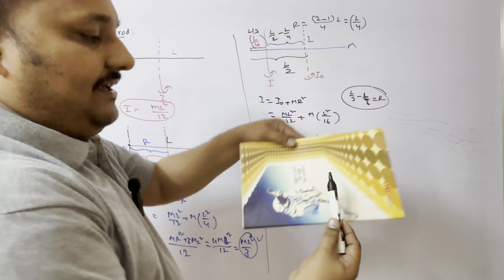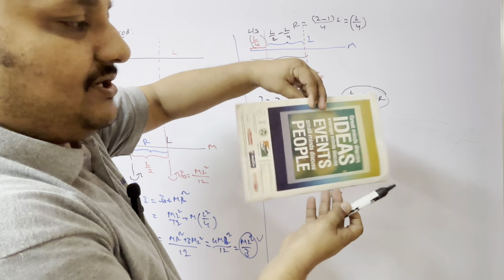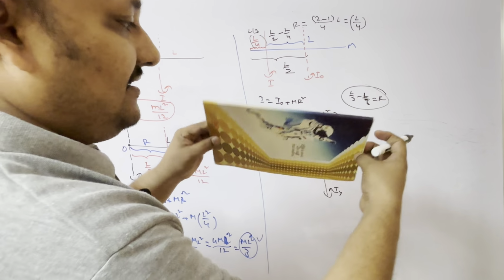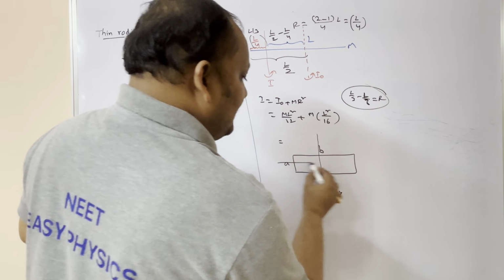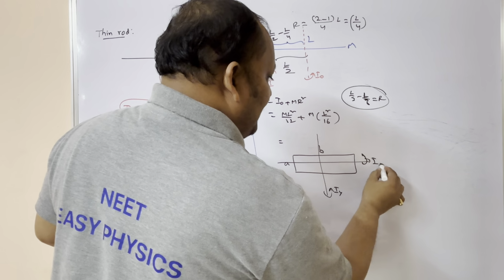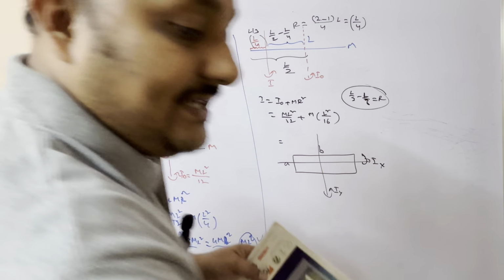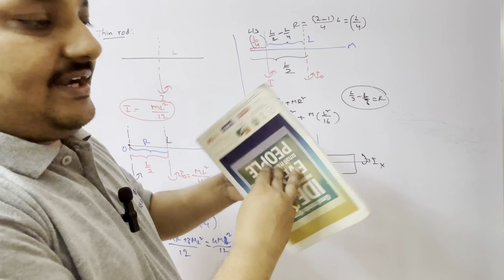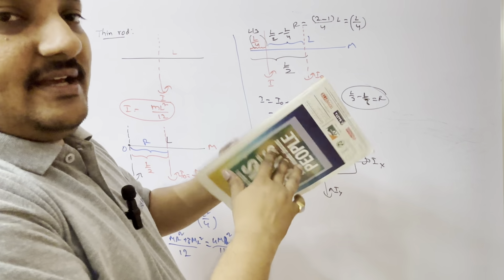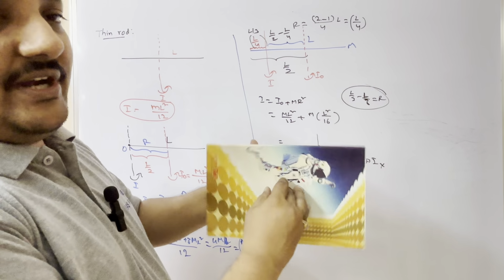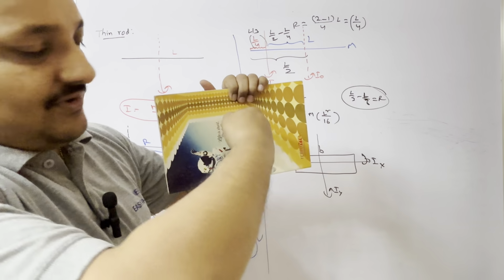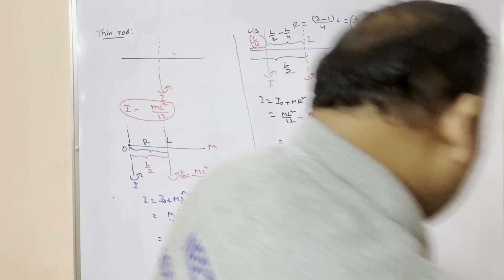I Y, along the Y axis, moment of inertia. This rectangular lamina can be rotated like this. Whenever you are rotating, this is the axis. This is going to be I X. This can be rotated like this also. Whenever you are rotating like this, like a book or a plank you rotate like this, the axis of rotation will be like this, perpendicular to its plane.